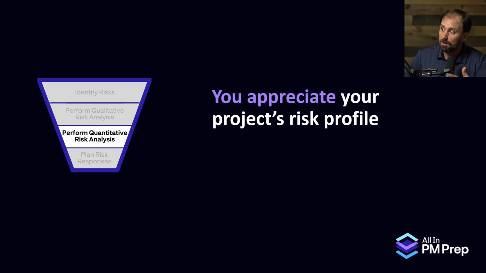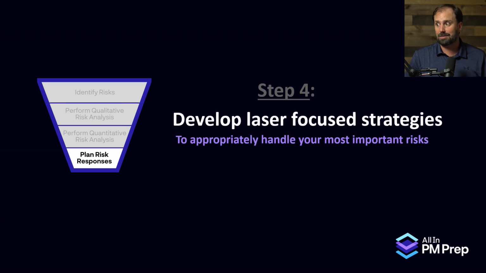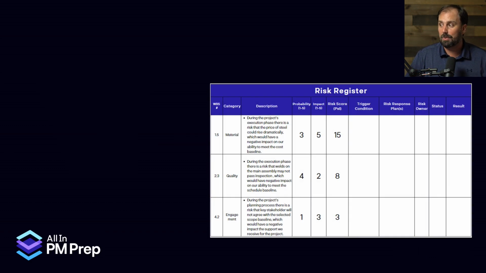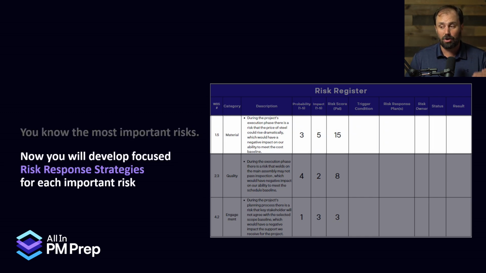So now that we appreciate our project's risk profile, what it looks like, in a lot more depth, what do we do now? Now we jump into developing risk response plans. These are laser-focused strategies to appropriately handle our most important risks. Now, let's go back to that register that we were developing, okay? We had that one at the top, the most important risk in our little register there. Now we've got to develop what strategy would work for it.